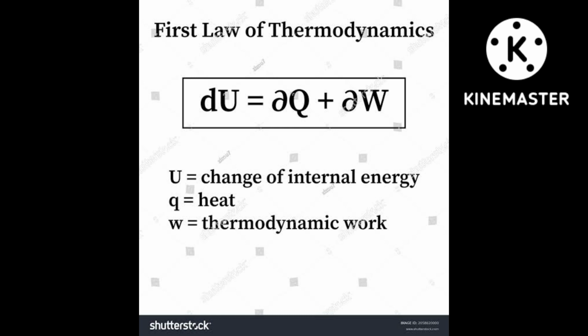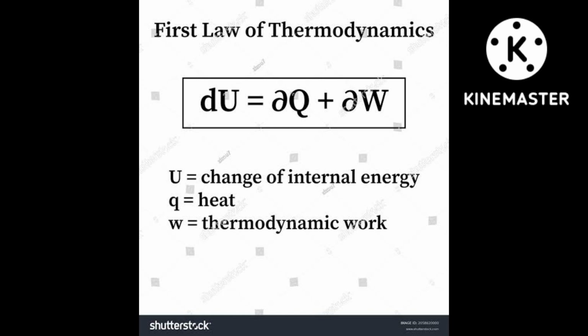We can also change the internal energy of a system by transfer of heat from the surrounding to the system or vice versa without expenditure of work. This is important. This exchange of energy, which is a result of temperature difference, is called heat. That is denoted by Q.